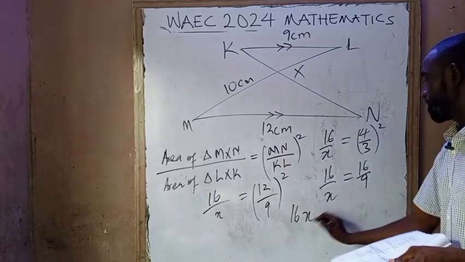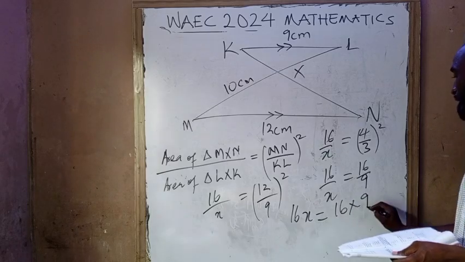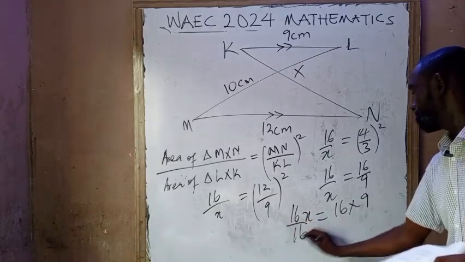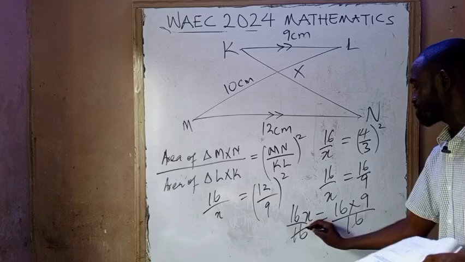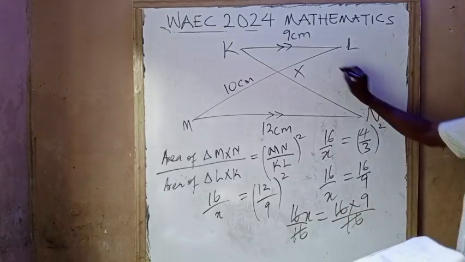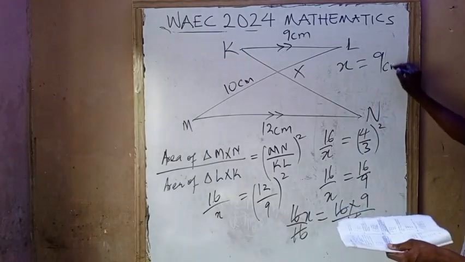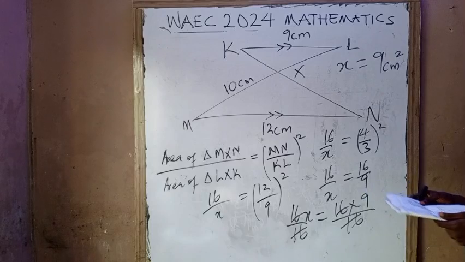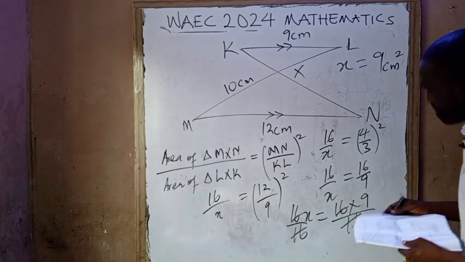So when we cross multiply, we have 16x equals 16 times 9. So divide by 16. The 16 will cancel out 16. So our x is equal to 9 cm squared. So the correct answer to 21 is B.